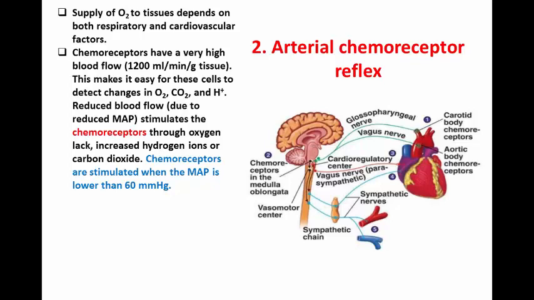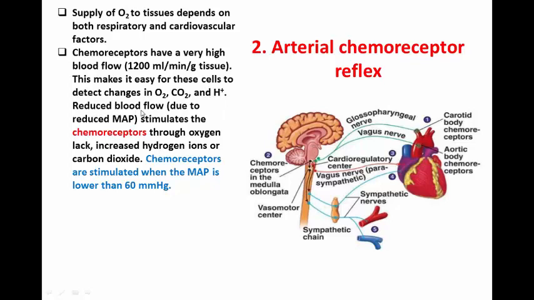We have central chemoreceptors and peripheral chemoreceptors, as must have been described in the respiratory block. The supply of oxygen to the tissues, as you all know now, depends on both the cardiovascular system and the respiratory system. The chemoreceptors have a very high blood flow, approximately 1,200 milliliters of blood per minute per gram of tissue. So this makes it easy for the chemoreceptors to detect changes in the partial pressure of oxygen, the partial pressure of carbon dioxide, and the hydrogen ion concentrations.